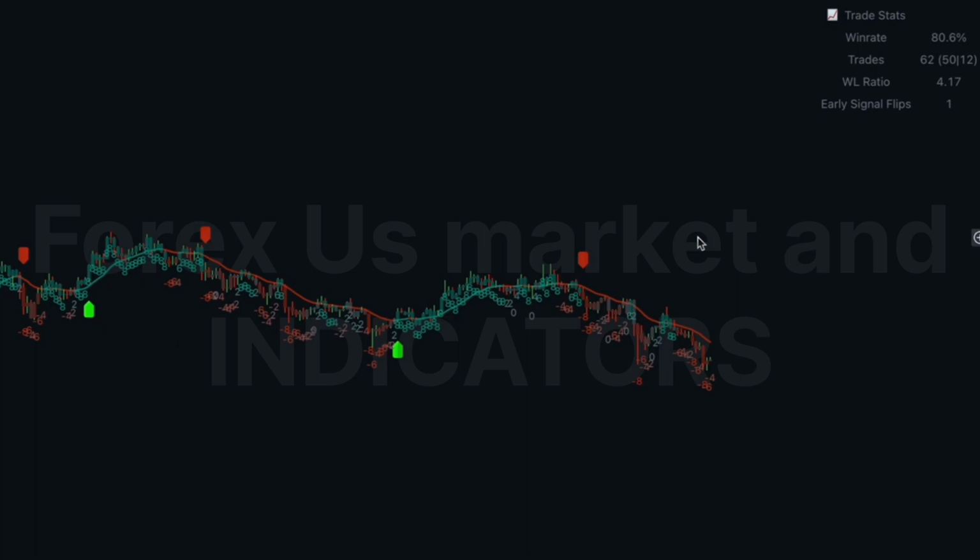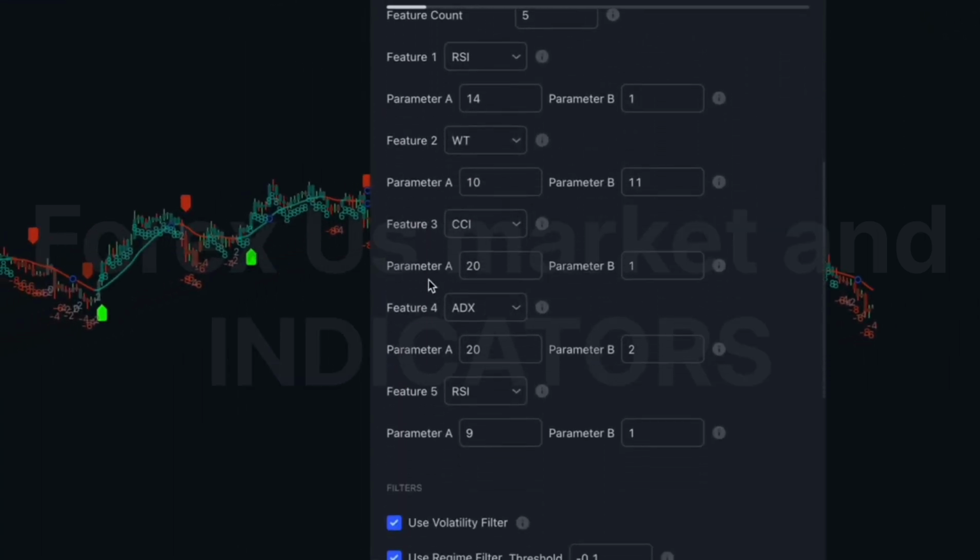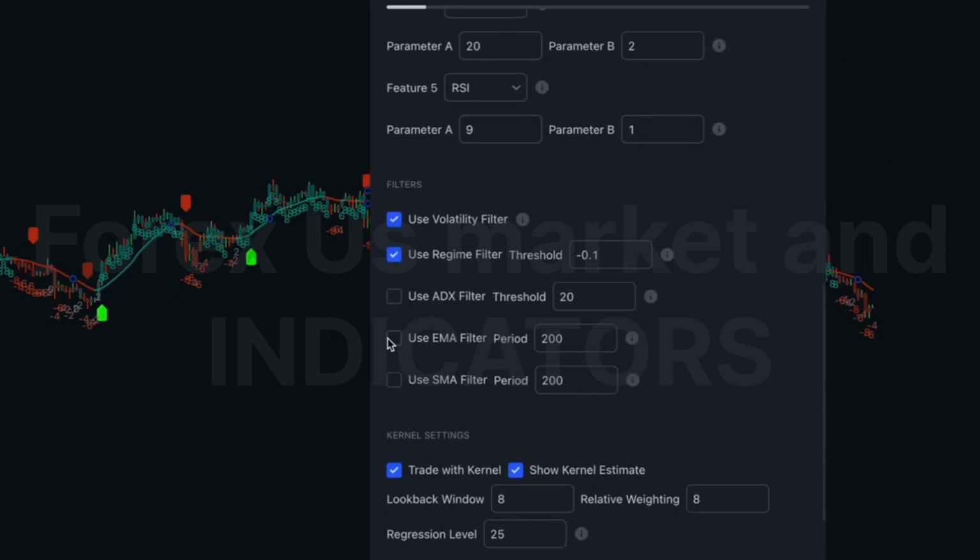A 1-hour time frame is suitable for this trading strategy. First of all, access the indicator's inputs and enable the EMA and ADX filters. Leave the values as default. These signal filters will cancel low-quality signals.